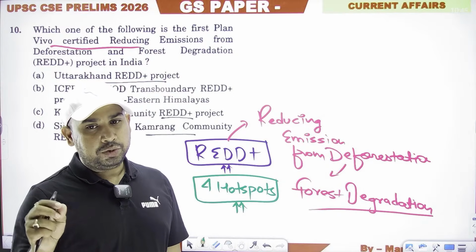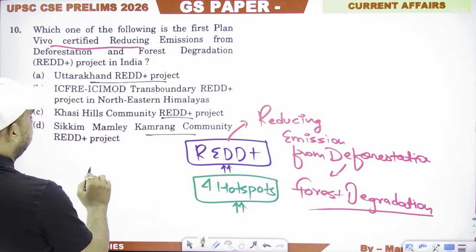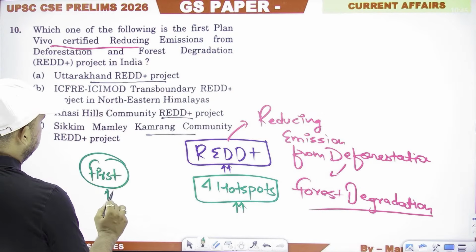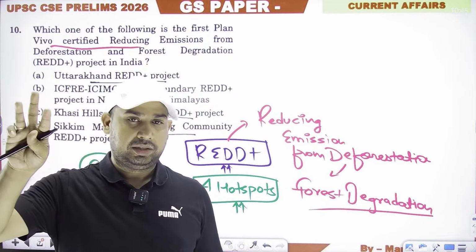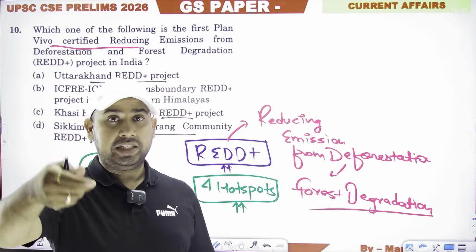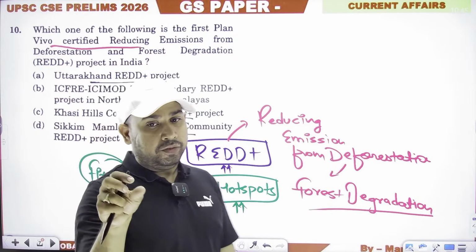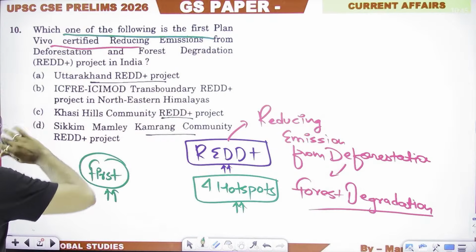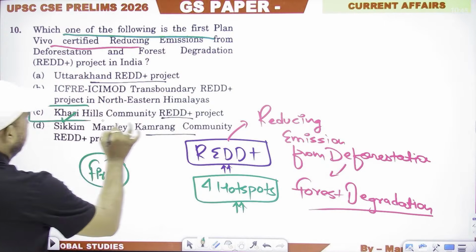So when reducing emission from deforestation and forest degradation, there was the first project launched in India, and the place which got chosen is the Shillong Plateau or the Meghalaya Plateau, which has 3 hills: Garo Hills, Khasi Hills and Jaintia Hills. And in the Khasi Hills, where Cherrapunji and Mawsynram are, the first Plan Vivo certified reducing emission project in India is the Khasi Hills Community REDD project.